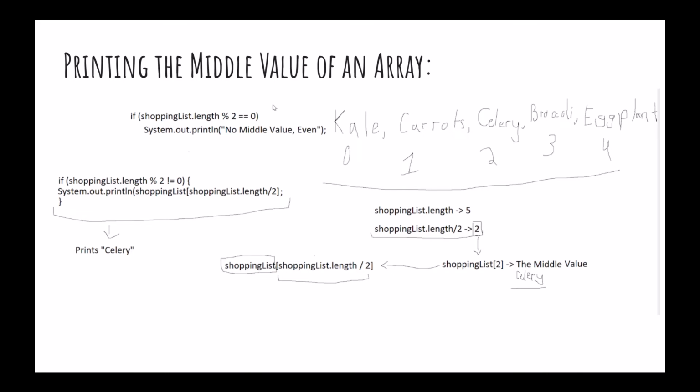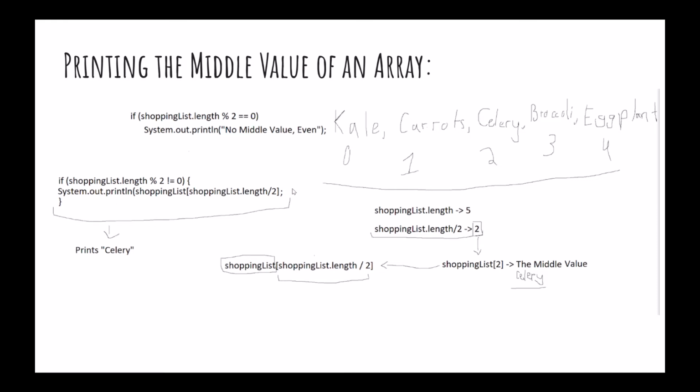So to actually print the middle value of the array, you should have an if statement. If this isn't an assignment, you should have an if statement saying, if it's even, then just print no middle value. And you can do that using the mod operator. Now you could also have if shoppingList.length, so if the length of the array, which in this case is 5, if 5 mod 2 is not equal to 0. 5 mod 2 is equal to 1 because it's the remainder, and that's not equal to 0, so it's going to print whatever's in the if statement, and we're going to print this.